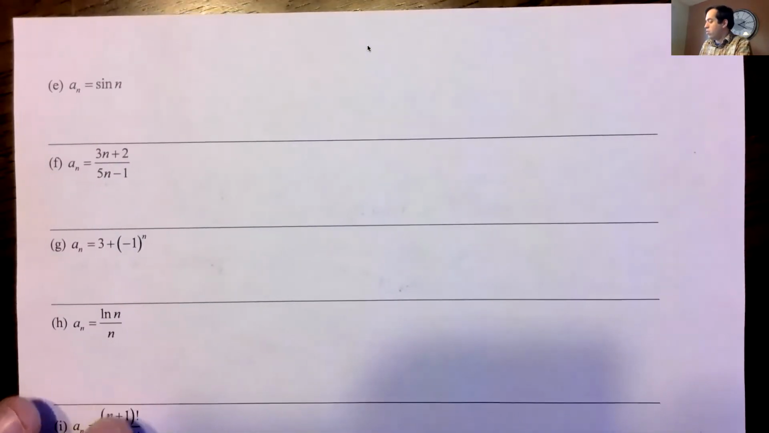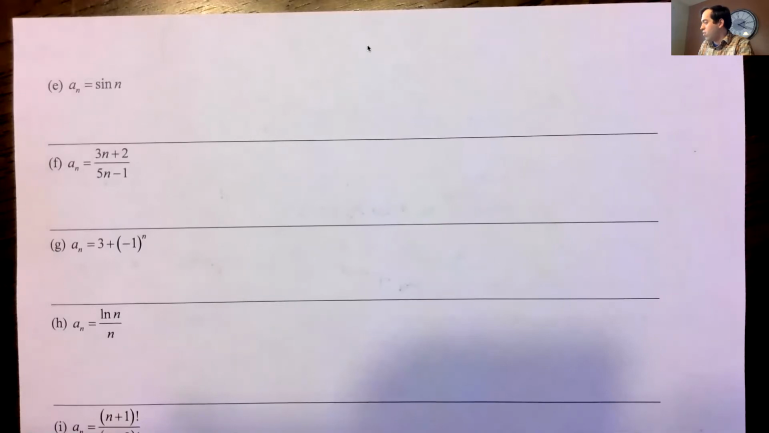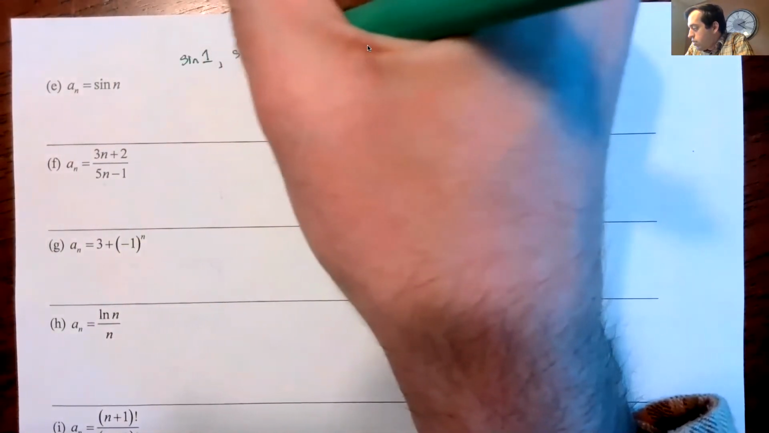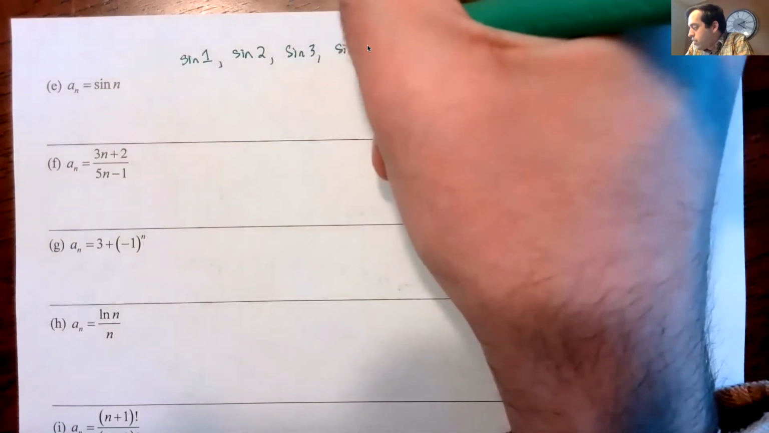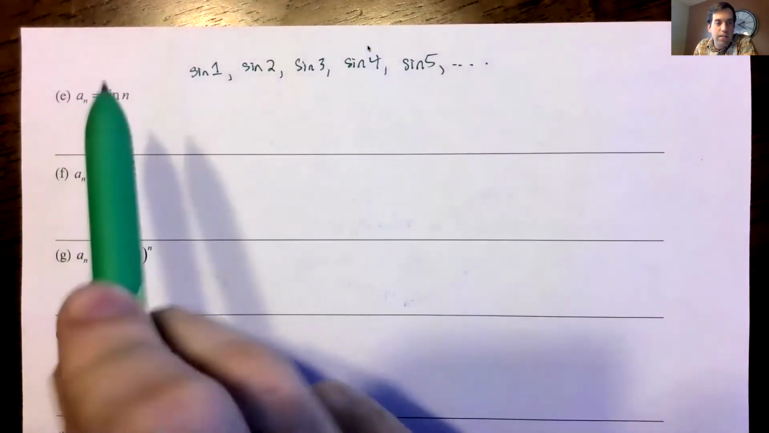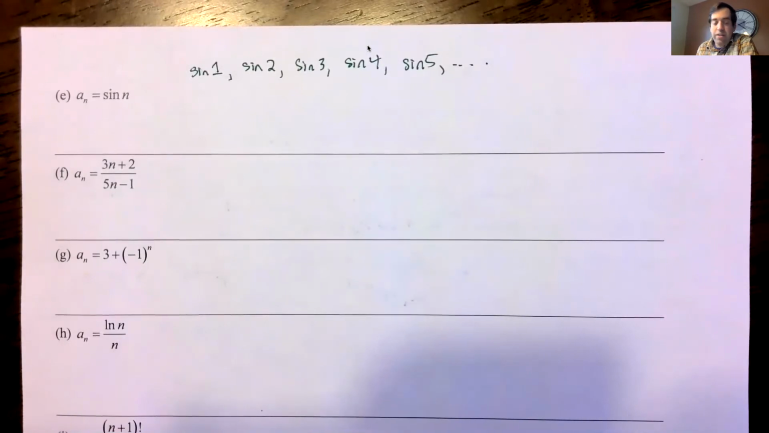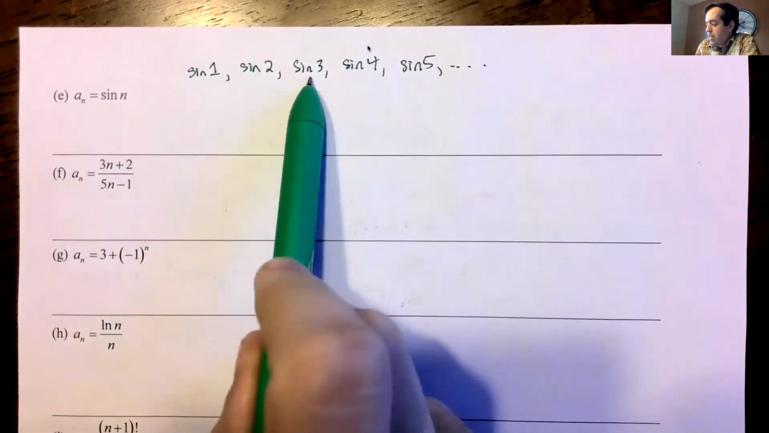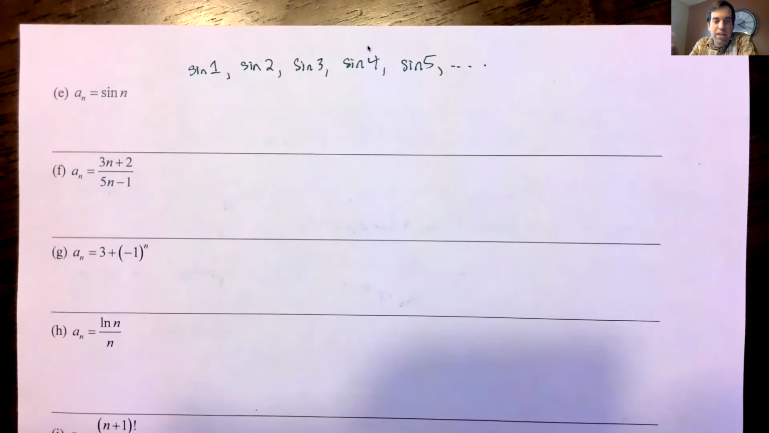Letter E, a sub n equals sine of n. All right, so for this one, usually the numbers that we plug into a sine function are in terms of pi, right? But in this case, the terms of this sequence would actually be sine of 1, sine of 2, sine of 3, sine of 4, sine of 5, etc., right? That's what this sequence definition means. And I don't think I can write this as arithmetic or as geometric. It just doesn't work. You can't multiply by something each time and expect to get these answers. You can't add something each time and expect to get these answers.